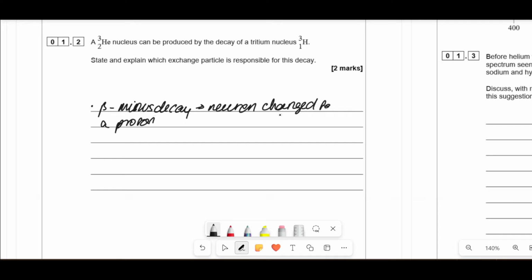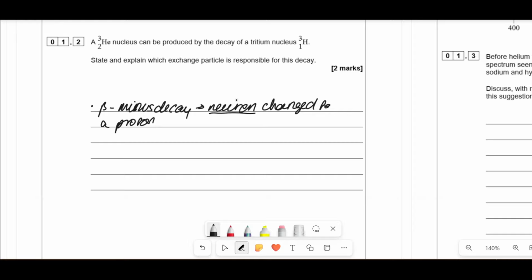However, if we left it like this, it would not explain, first of all, what the exchange particle is, but also it wouldn't explain everything else beyond that, like in terms of charge conservation, momentum conservation, and so forth, right? So the question is asking which exchange particle is responsible for this. Because we've got a change of quark type, beta minus and beta plus decay have to be due to the weak interaction. So the exchange particles of the weak interaction are your W plus or W minus bosons. We need to figure out which of the two it is.